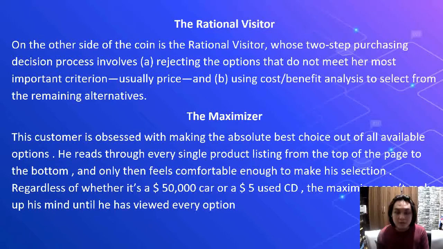For our third online behavior, we have the rational visitors. On the other side of the coin are the rational visitors, whose two-step purchasing decision process involves, number one, rejecting the options that do not meet her or his most important criteria, usually price, and lastly, using cost-benefit analysis to select from the remaining alternatives.